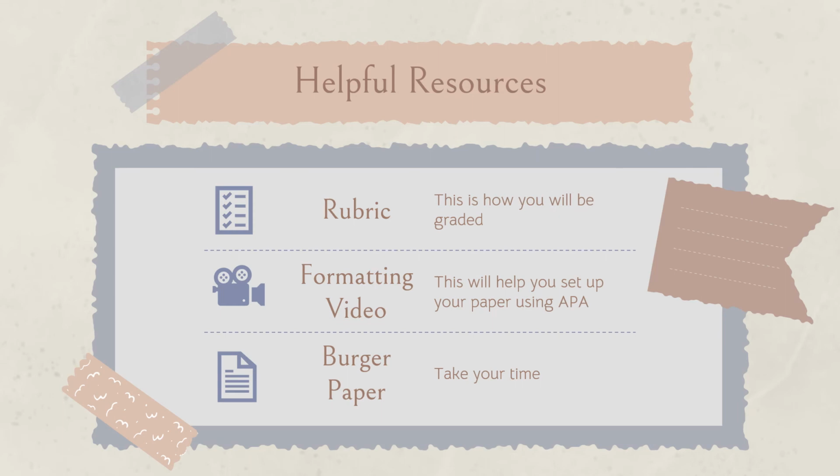So for helpful resources, the most helpful thing is taking a look at the rubric just to make sure that what you're doing is what I'm looking for. Another helpful resource is the formatting video, and I have that linked in the folder for your research project. For some of you, using APA is new. You may have used MLA, but you want to be sure that you use APA, and there are points associated with using APA. You don't want to lose points just for silly formatting issues.